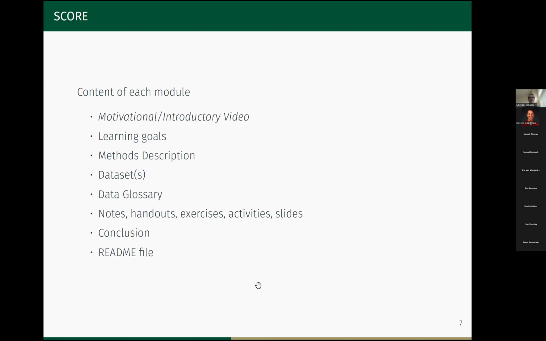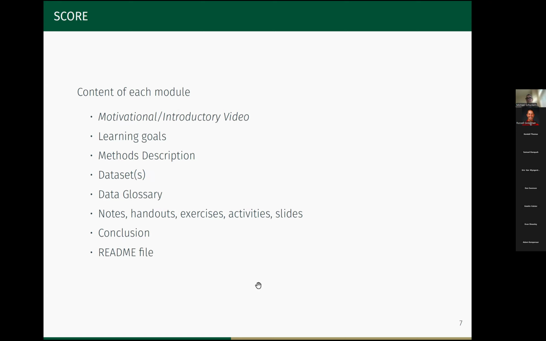Briefly, I guess not briefly, but the content of each module, we have a motivational and introductory video. Talk about that in a second, but we have clearly stated learning goals. We have the methods or description of the methodology that's being used, data set or data sets, a data glossary, some notes, some handouts, some exercises, whatever is part of that. And then we like to have a conclusion and a README file.